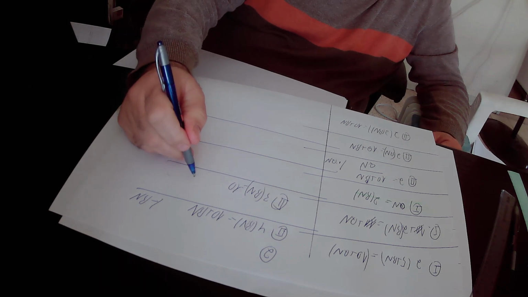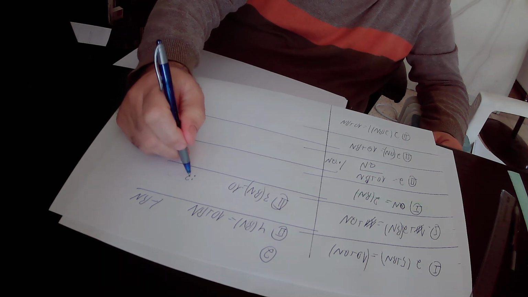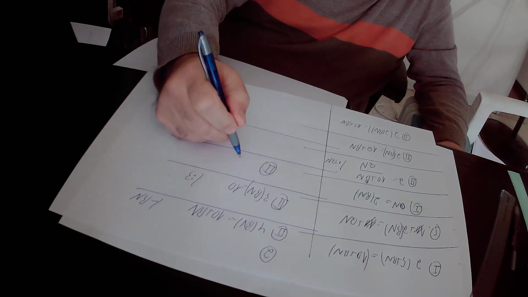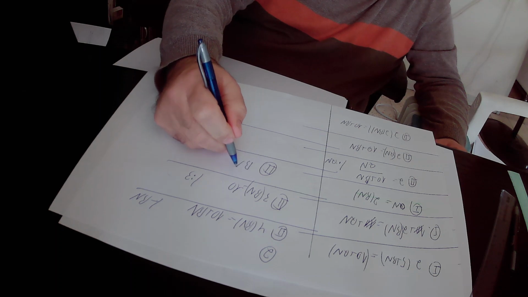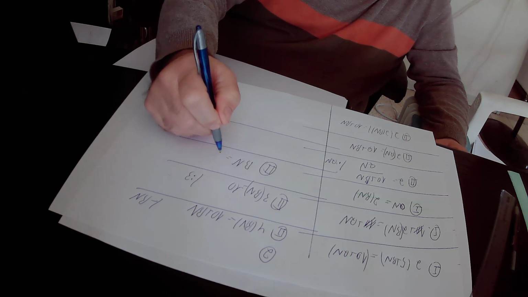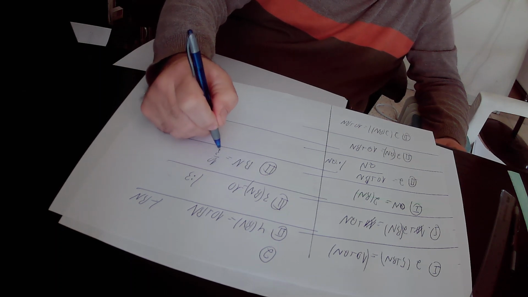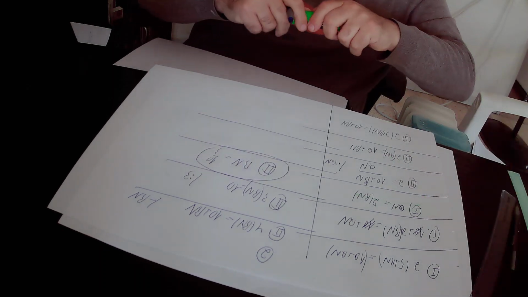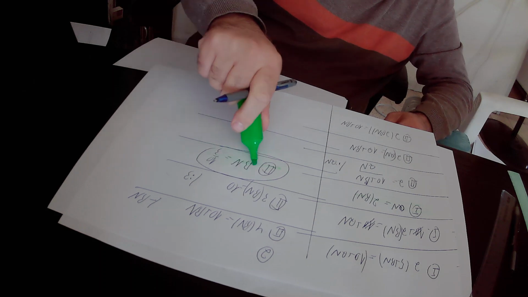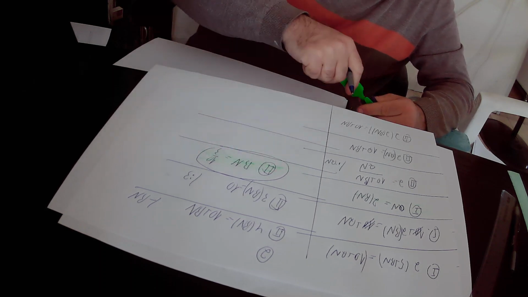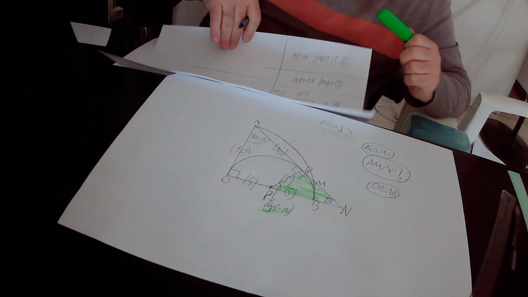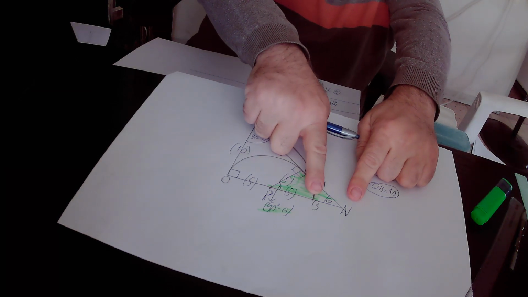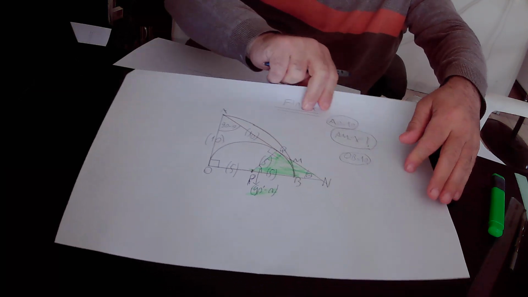We'll divide equation number 2 by 3, and finally we get that BN equals 10 over 3 units. We can write down in the original drawing that this segment BN equals 10 over 3 units in its length.